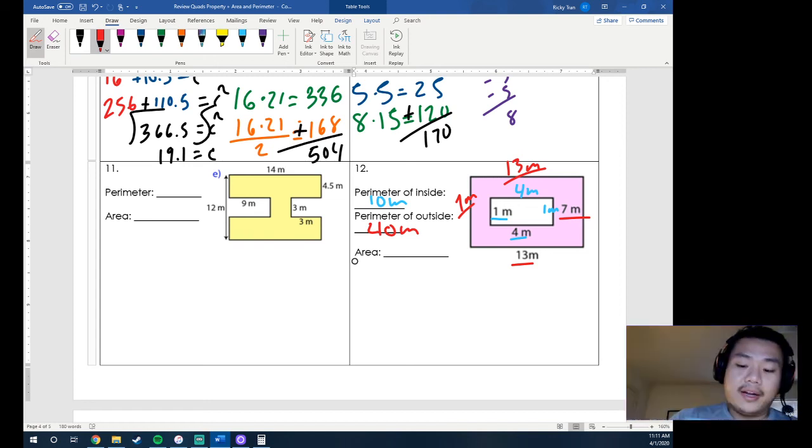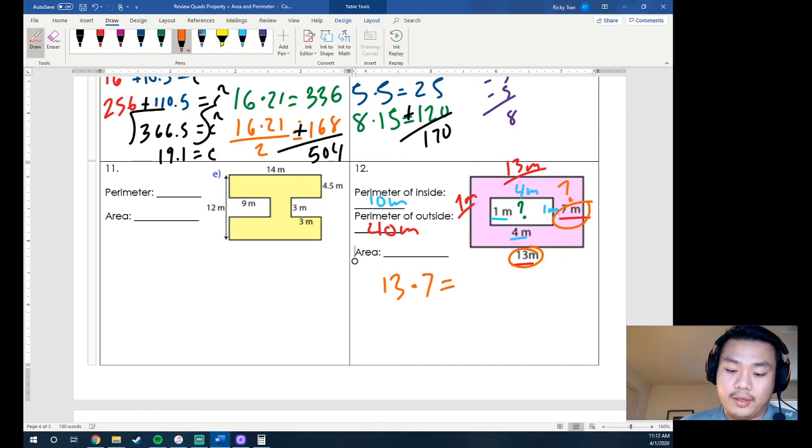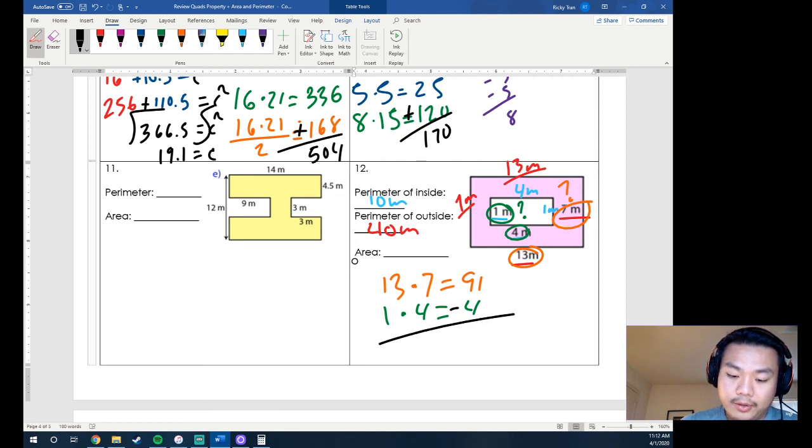Okay? Now the area is what I was doing, but I made a mistake while doing it. So the area, since this is empty right here, we're going to have to find that and subtract it from the whole. So for the whole, we're just taking 13 times 7, which is equal to 91. And we're going to subtract from that the inside, which is 1 times 4, or 4, which is 87. 87 meters squared. And that's it. That was today's lesson.